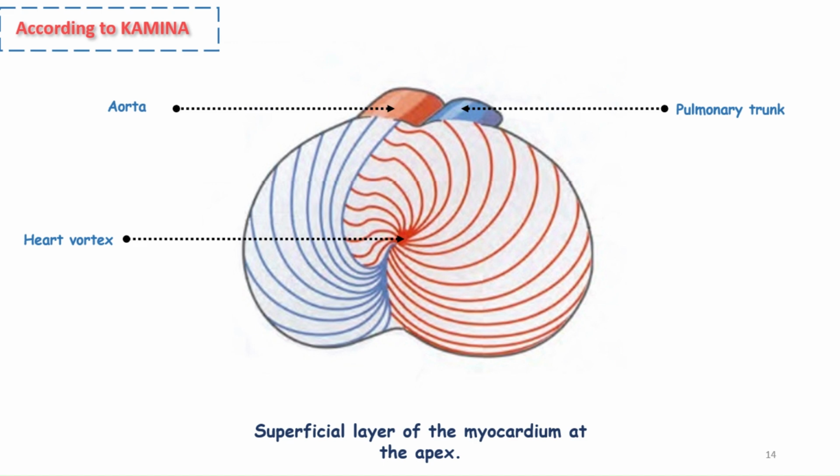This helps us orient the image anatomically, with the base of the heart located at the top, and the apex at the center of the vortex. This schematic beautifully captures how the muscular structure of the heart is more than just layers, it is an engineered spiral, designed to maximize both force and efficiency with every beat.